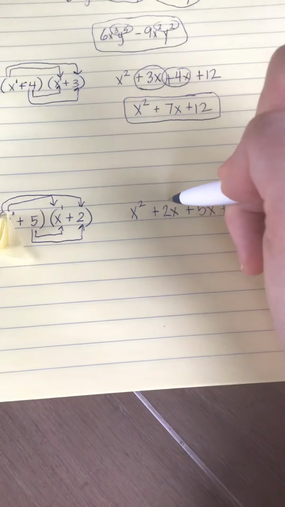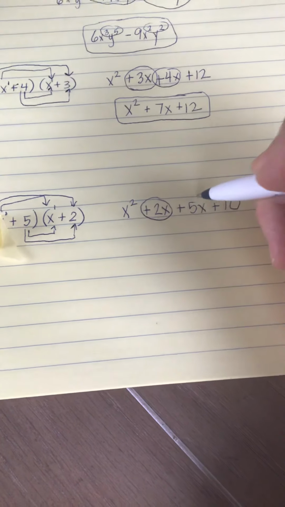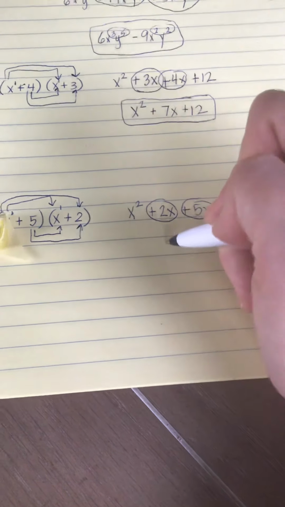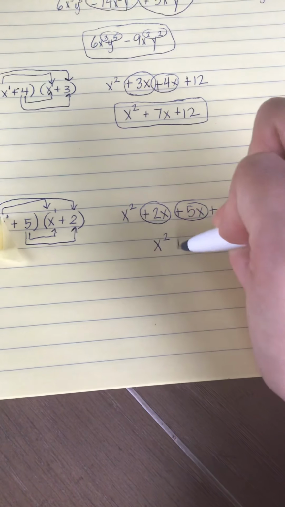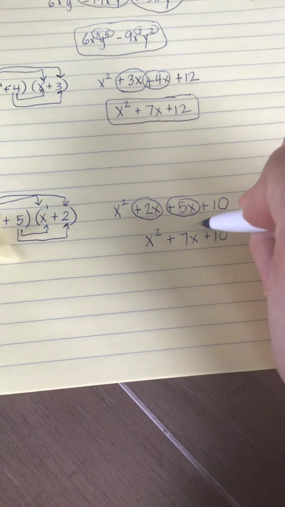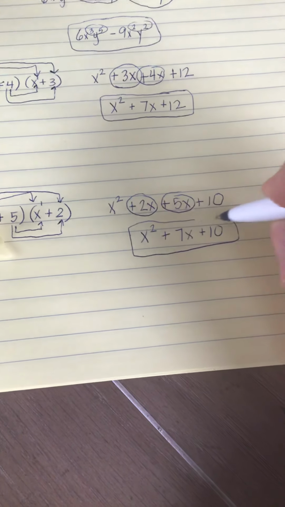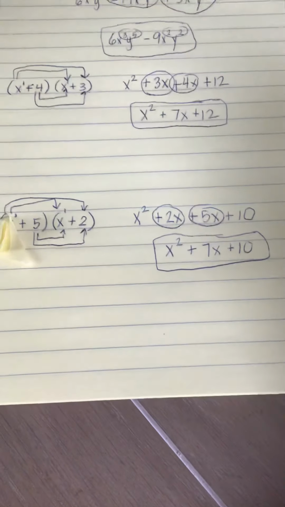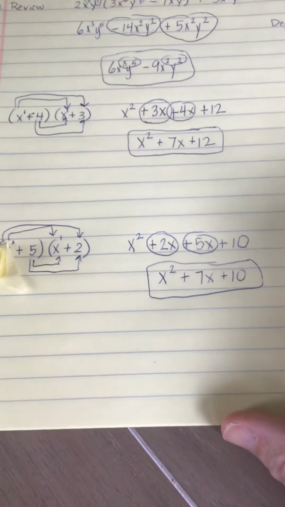All right, now you're going to combine like terms. You combine the two middle terms, and that gives you x squared plus 7x plus 10, and that's your final answer. All right, it's a little tricky. We'll be doing this all week.